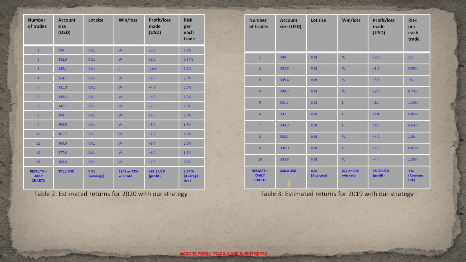So looking at the year 2019, we've managed to execute 10 trades for the year. We had a win rate of 60%. We only managed $8 in 2019 based on our strategy, and you can see our risk is very small at 1%. So again, 3 years of profitable results. So that's pretty awesome in my opinion.